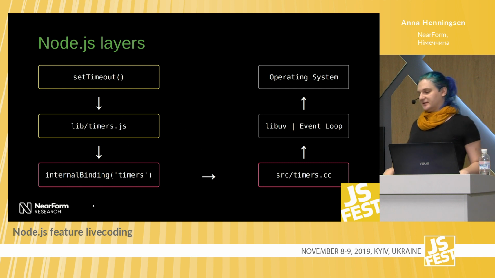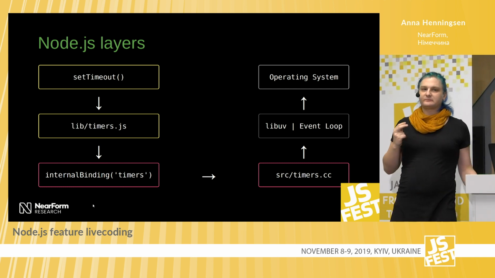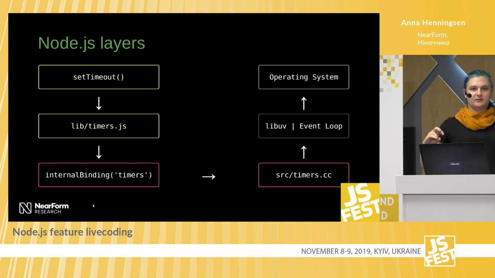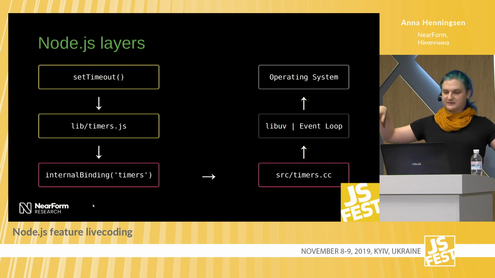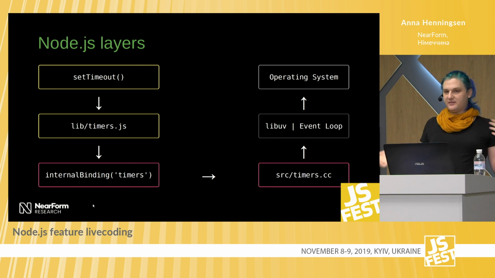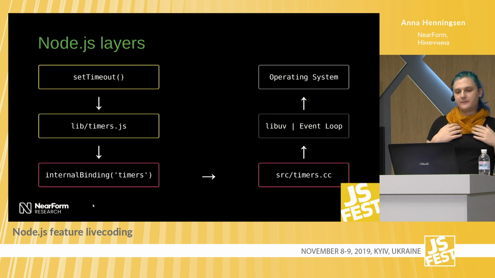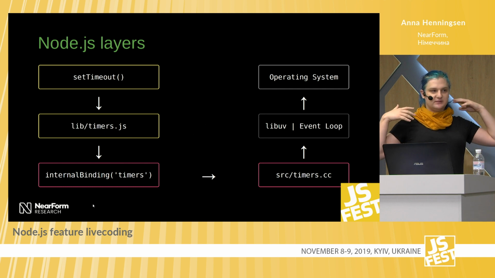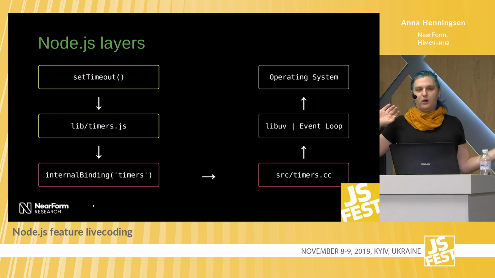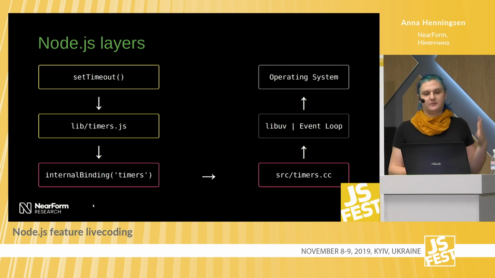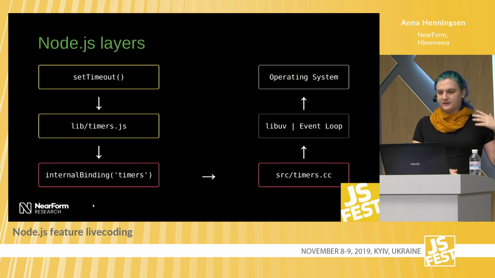So one more thing before we actually get started with the live coding part. Node.js is usually very layered. So we have some things that are implemented in C++ and that use libuv or refer to the event loop in some other way, which in turn talks to the operating system in some way that we don't care about. And we have a JavaScript layer on top of that. So whenever you use a Node.js function from the public API, you can be almost sure that it's actually implemented in JavaScript, and it might just call out to something written in C++.